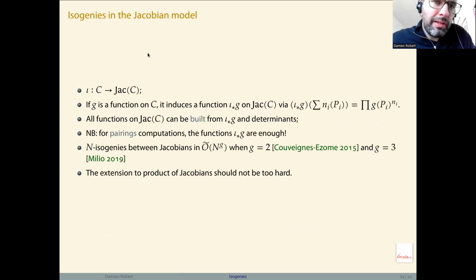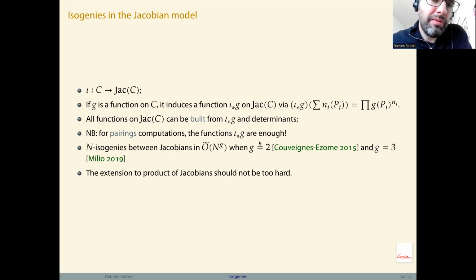Now I will describe briefly how people compute isogenies in the Jacobian model. I'm almost finished. In the Jacobian model, if you have a function on C, it induces a function on the Jacobian. Simply, we evaluate it on the divisor by this formula: g on the sum of n_i p_i is simply the product of f(p_i) to the n_i. And the nice thing is that we can almost build all functions on JC from functions on C. I need to add some determinants, but more or less the philosophy is that you can build functions on JC by working only on C. Those of you who did some pairing computation on JC know that these functions are already enough for pairings.